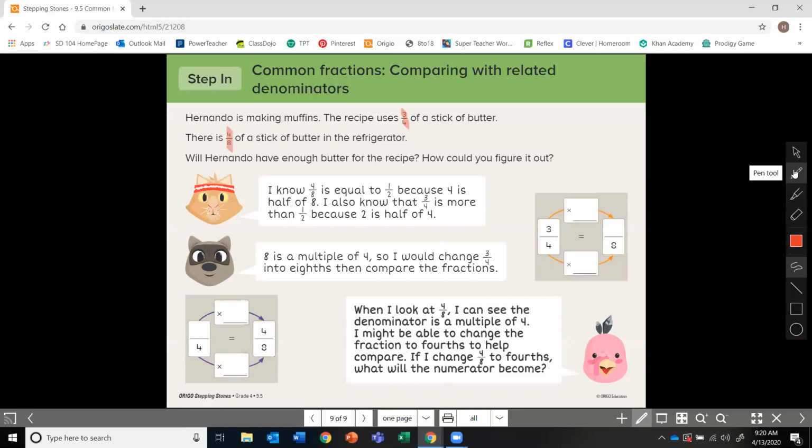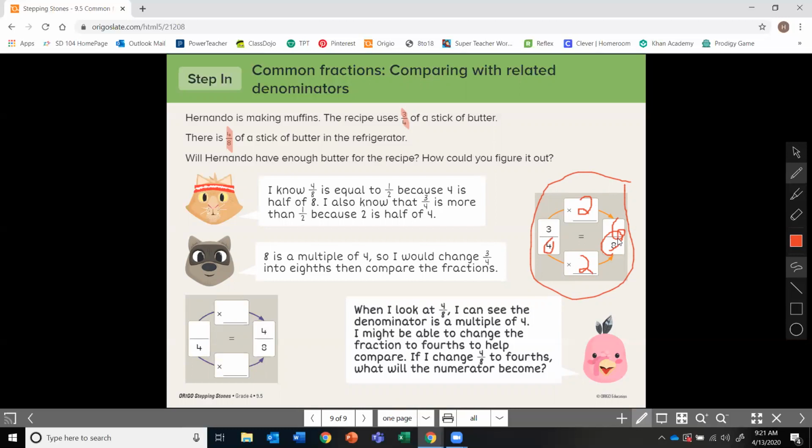So we have to change one of our fractions so that the denominators are the same. So again, they set it up over here for you. We just have to now complete the problem. So we have to ask ourselves, what are the denominators? 4 and 8. Okay, think about it. 4 times what equals 8? 2. Very good. Whatever we do to the bottom, we do to the top, which means 2 times 3 is 6. So now we have 6/8.